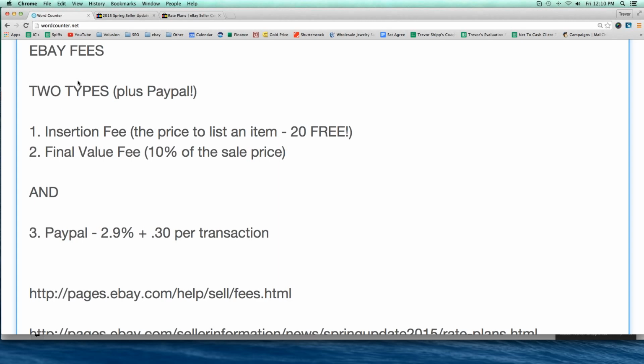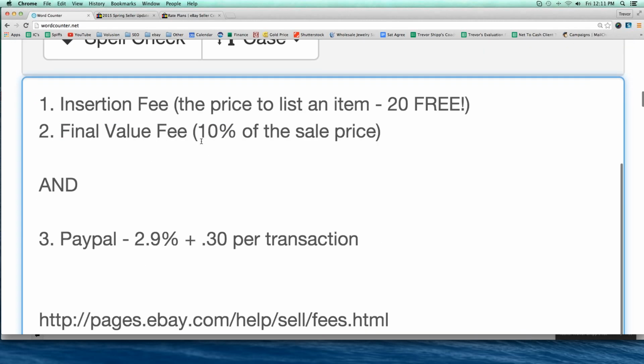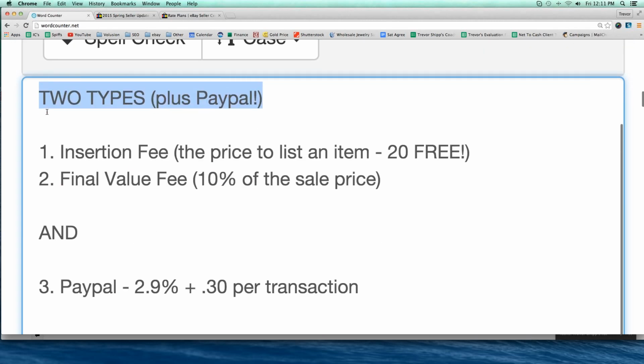You should be able to see my screen right now. I want to summarize eBay fees very simply first, and then we'll get into the details of them. But number one, there's two types of eBay fees. And really, I should probably put three, because you have two types of eBay fees and then you have a PayPal fee. So those are the three things you always have to account for when you're listing something for sale on eBay. Let me talk about the eBay ones first, and then we'll talk about the PayPal ones right after that.